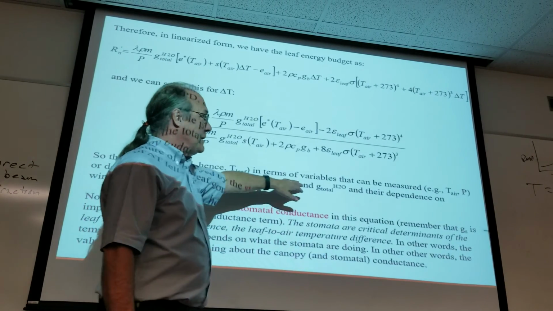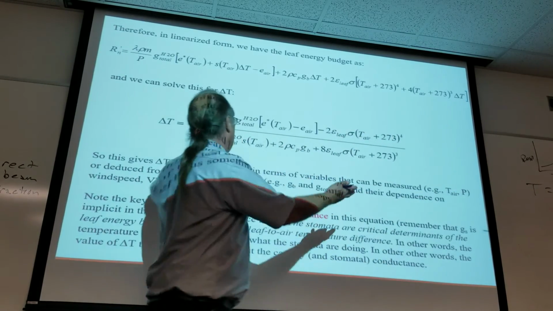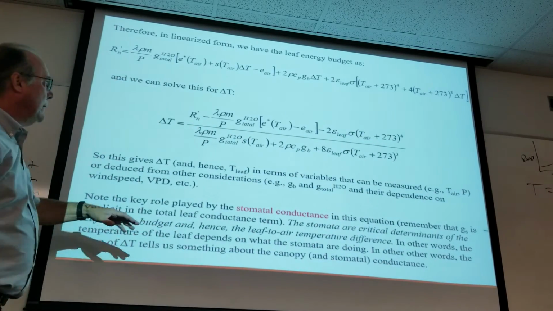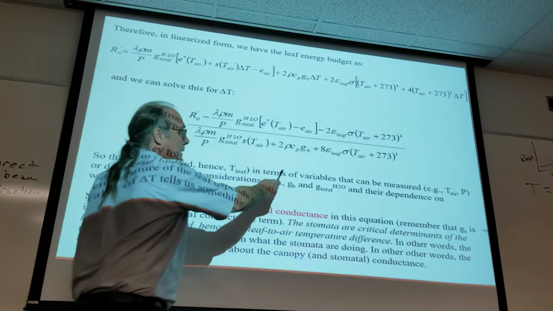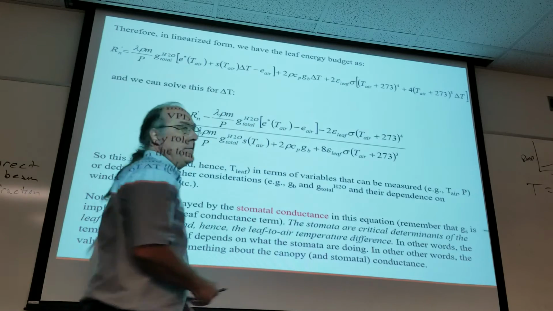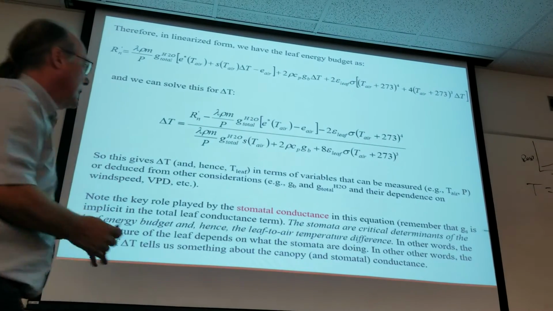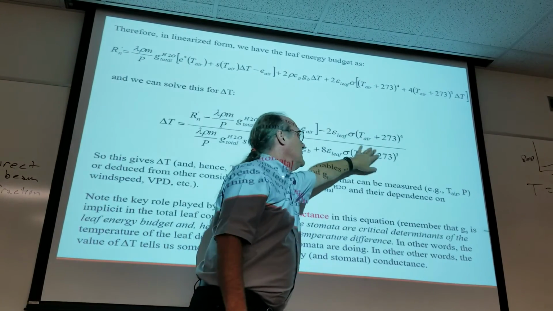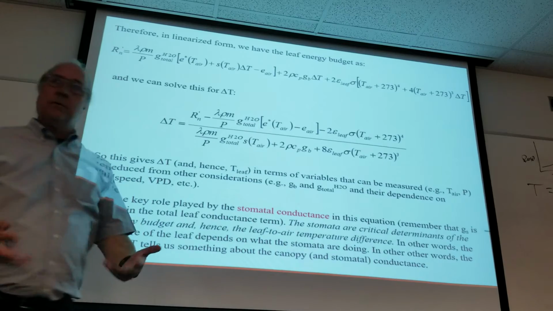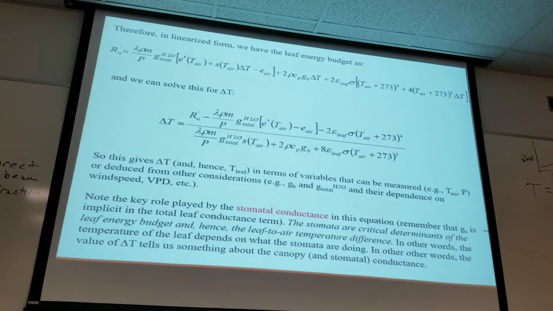In terms of variables that can be measured, we can easily measure air temperature, easily measure pressure. Some of these are constants. We can get at the boundary layer term, because we know the dimensions of a leaf and wind speed profiles through the canopy and things like that. So this side of the equation is usable, and then we can estimate a leaf temperature from this.